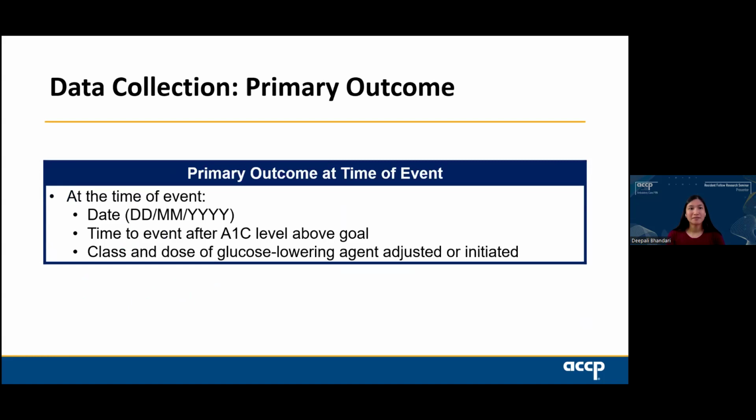The primary outcome was looking at the time of the event, which would be the date and the time it took for the event to occur after the A1C level was above goal. And then from there, we can also see the medication order itself to identify the class of medication and the dose of the medication as well.